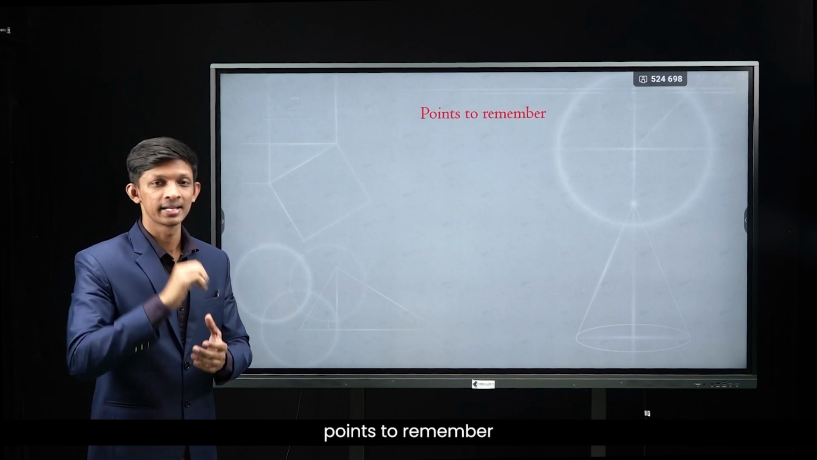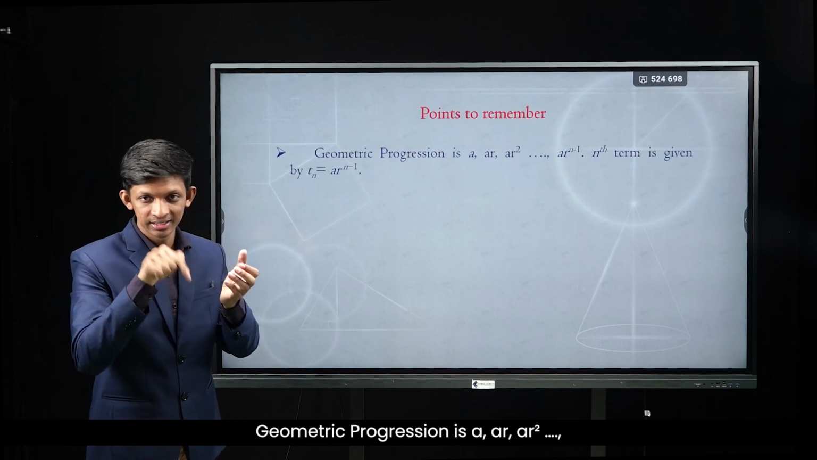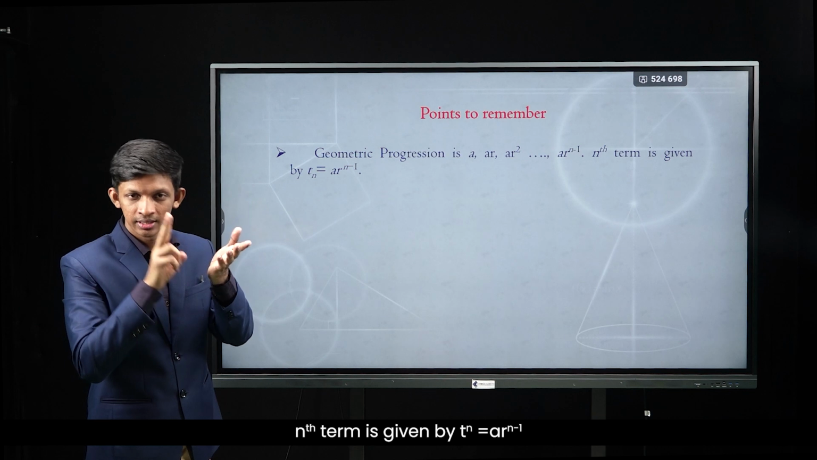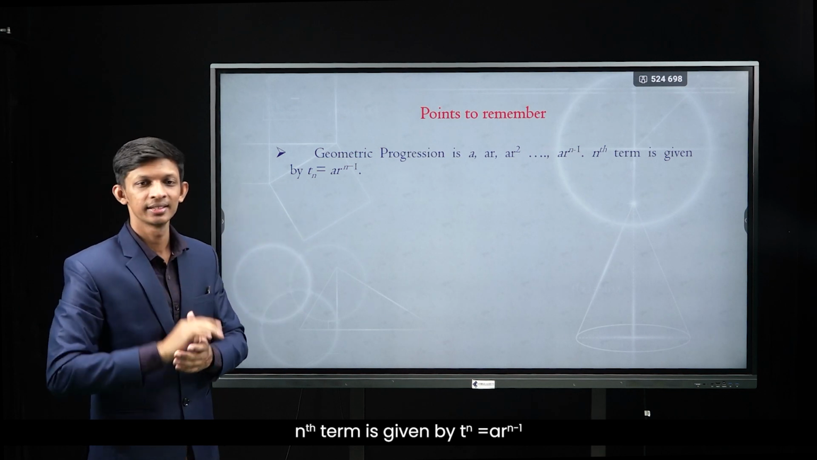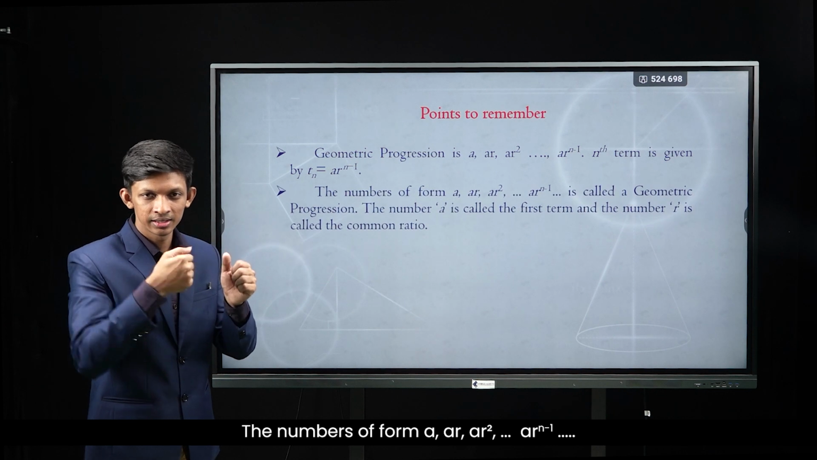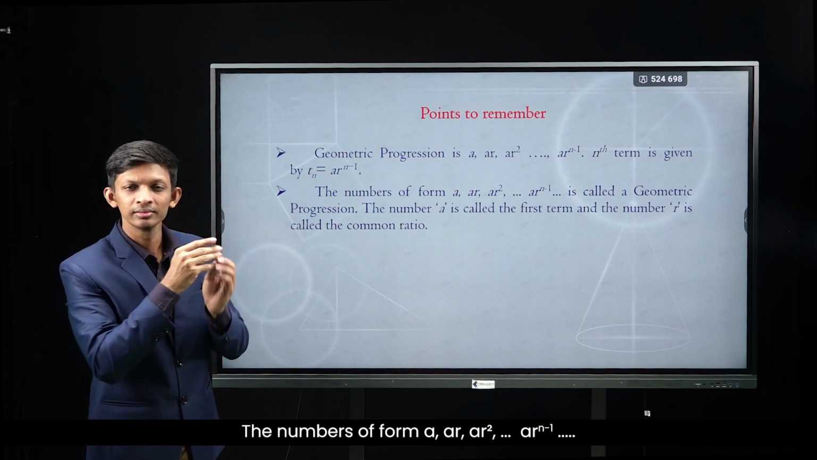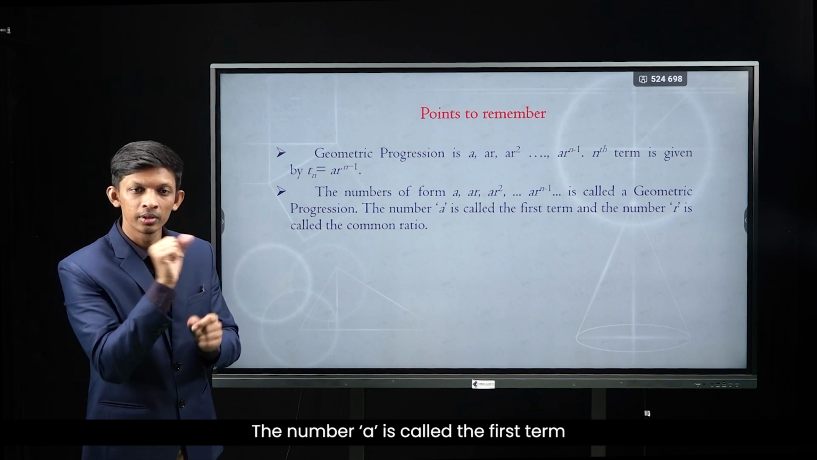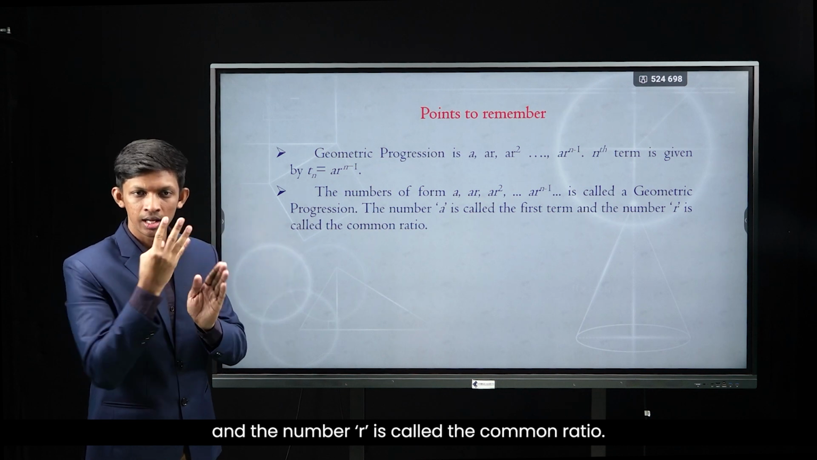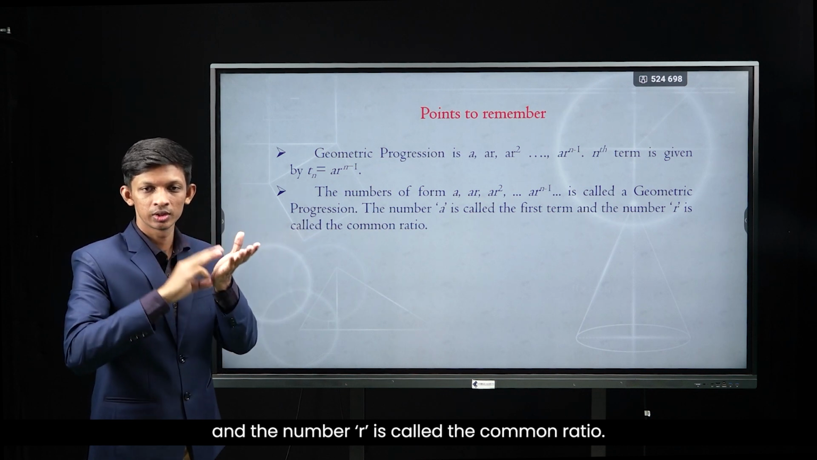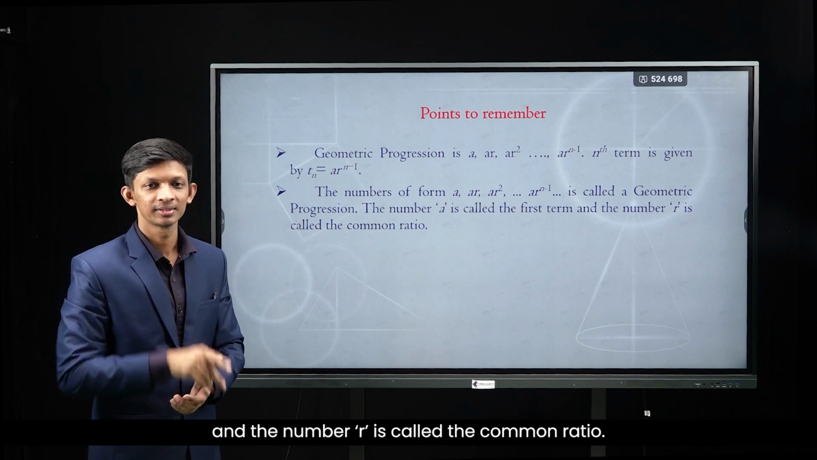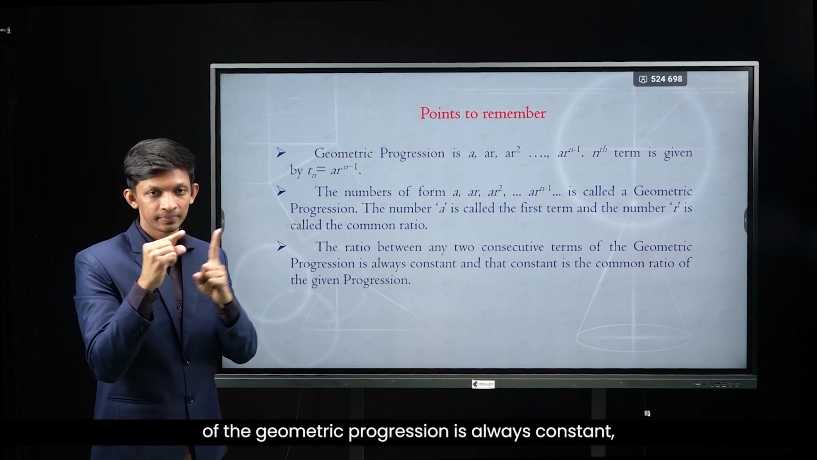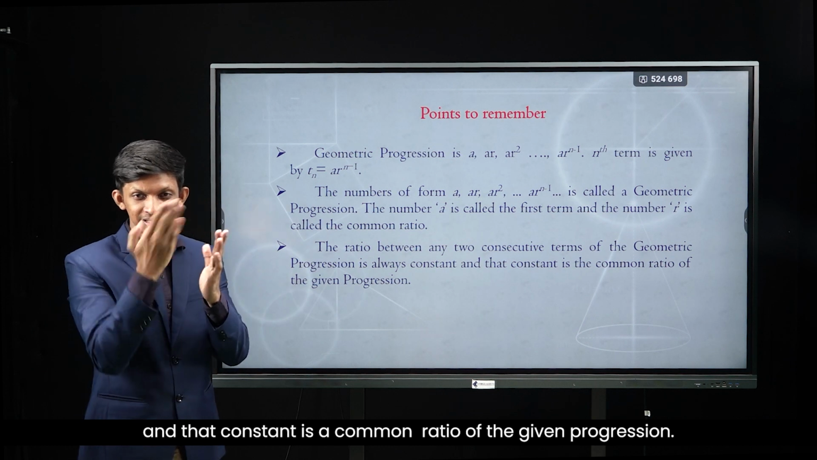Points to remember: geometric progression is a, ar, ar square, so on, ar power n minus 1. Nth term is given by Tn is equal to ar power n minus 1. The numbers of form a, ar, ar square, so on, ar power n minus 1 is called a geometric progression. The number a is called the first term and the number r is called the common ratio. The ratio between any two consecutive terms of the geometric progression is always constant, and that constant is the common ratio of the given progression.